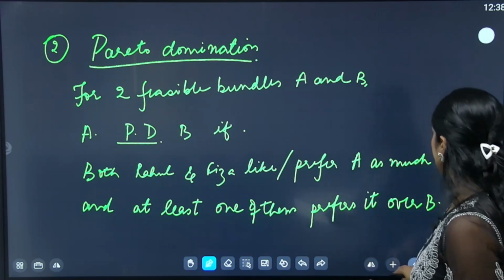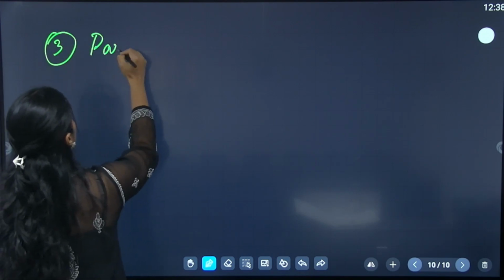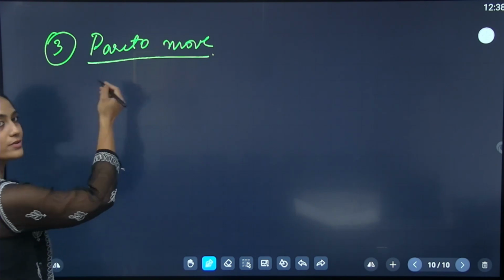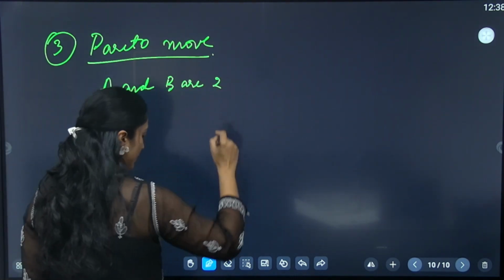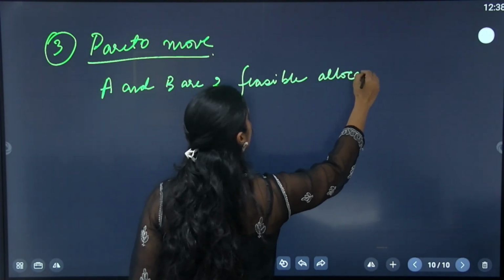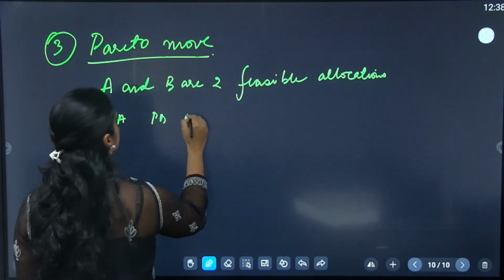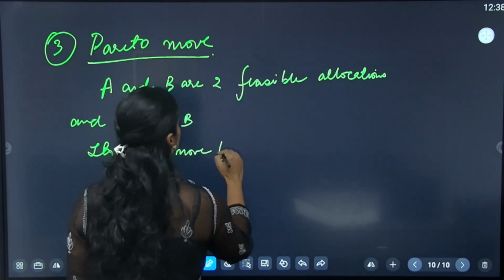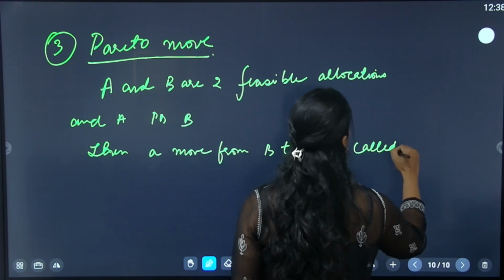Okay, right. The third definition that we will do is what is called a Pareto move. So we will use the same two bundles. A and B are two feasible allocations, and A Pareto dominates B, then a move from B to A is called a Pareto move.